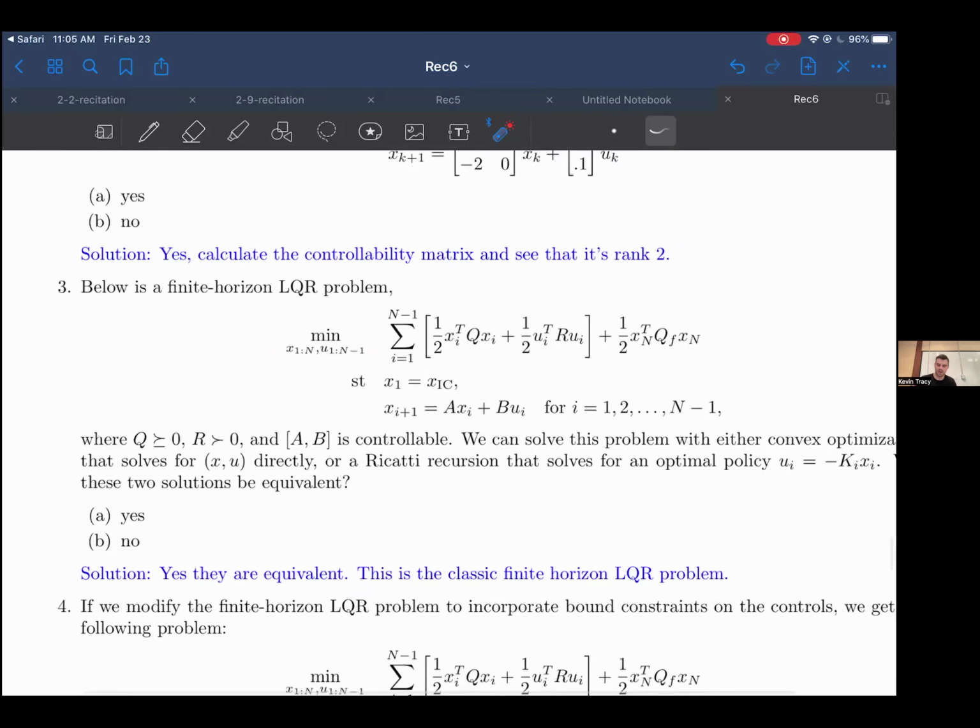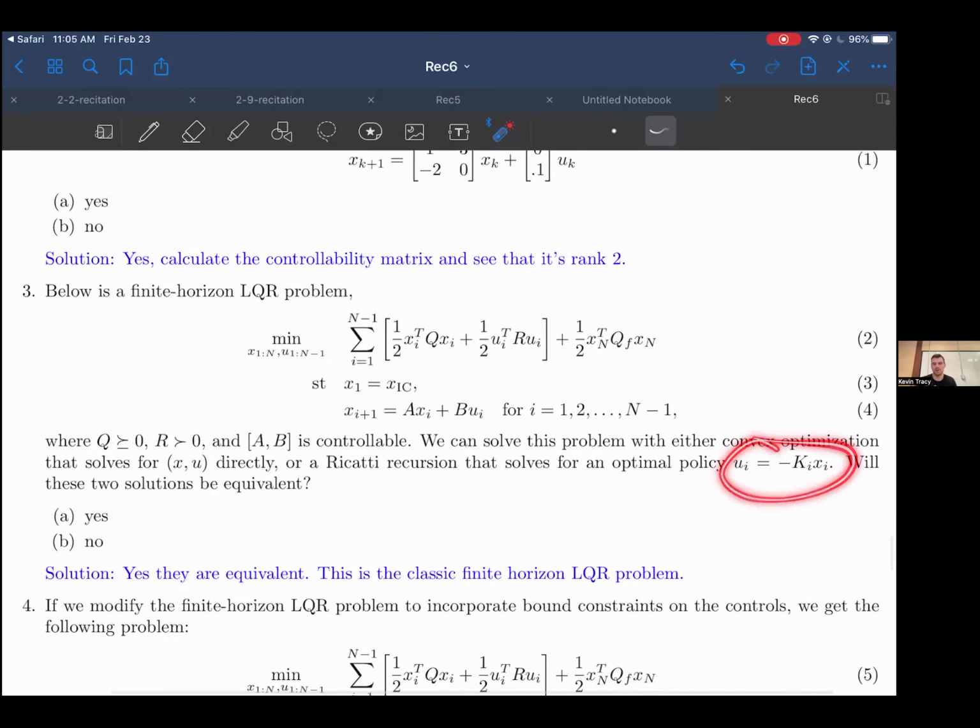The only difference is that the Riccati recursion gives us a feedback policy, where convex optimization just gives us the x's and the u's. And the nice thing about this is that the Riccati recursion does not care about our initial condition. It is globally optimal anywhere. So no matter what this initial condition is, the feedback policy is always globally optimal. And this should have been a big takeaway from homework 2.